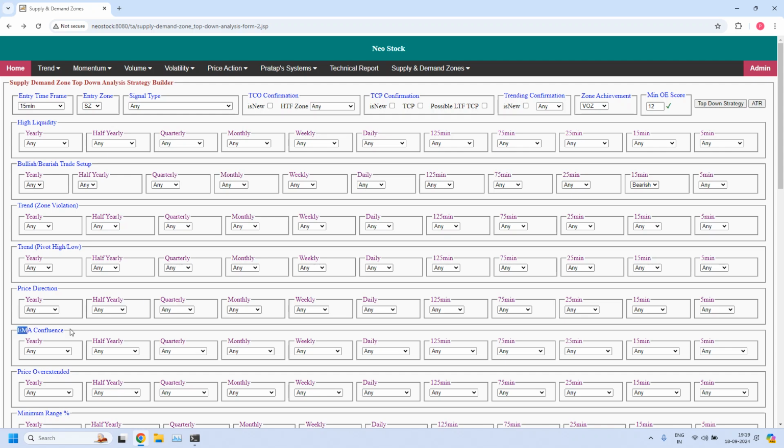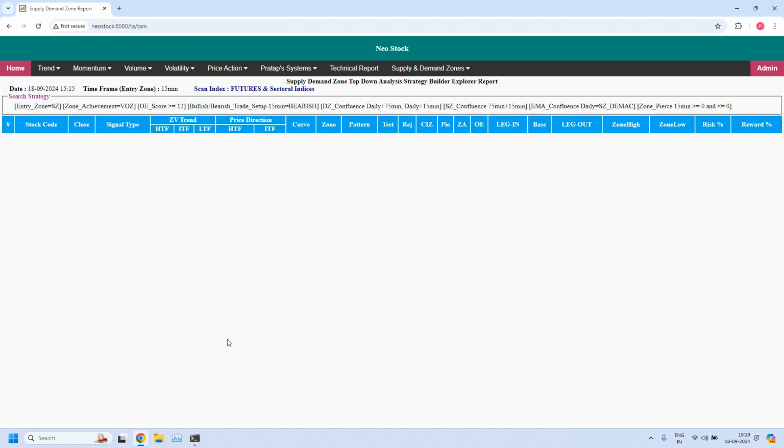Let's verify. In the EMA confluence, in the daily, where is daily? Yeah, here, daily time frame. So daily supply zone with daily EMA confluence. So none of the stocks, out of 2, no stocks are having EMA confluence. Okay, fine.